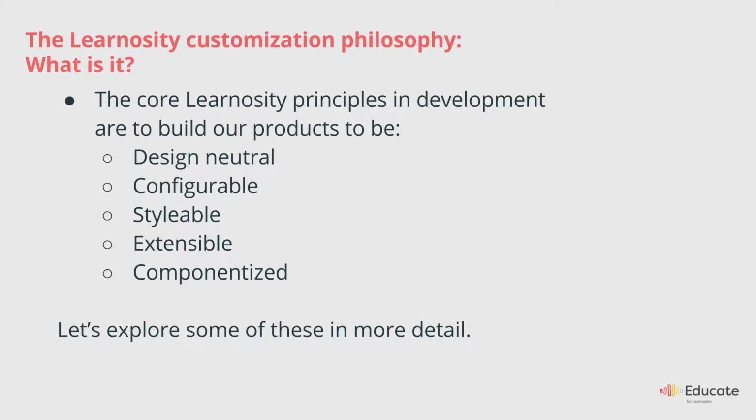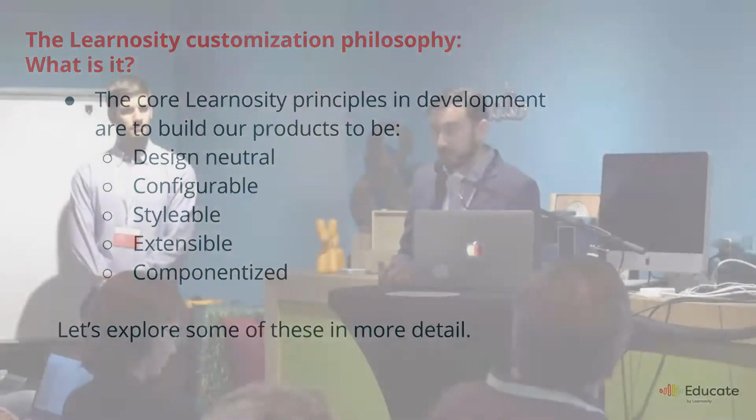Starting off with design neutral, high quality neutral design, configurability, the ease of styling on top of that, which is going to be a big piece of what we talk about here, the ease of being extensible and being able to expand on areas of the APIs, and being componentized. So let's dive into those and just focus on what each of those means for a minute.